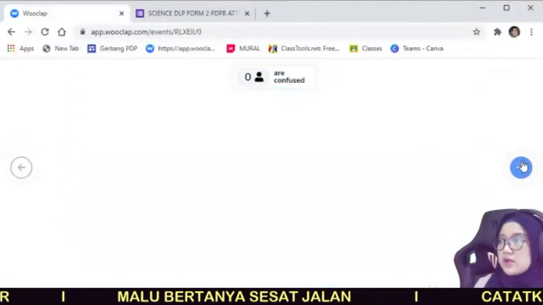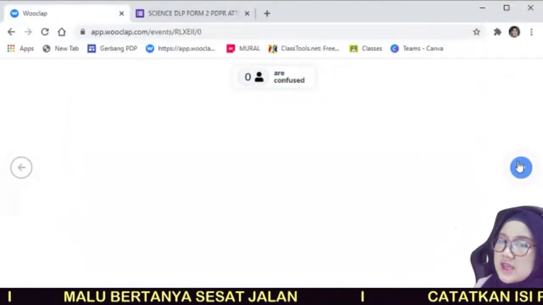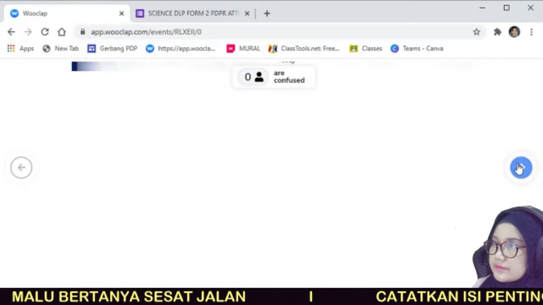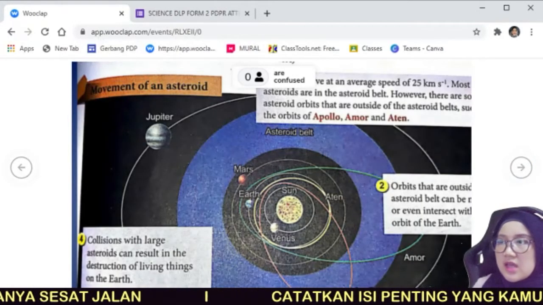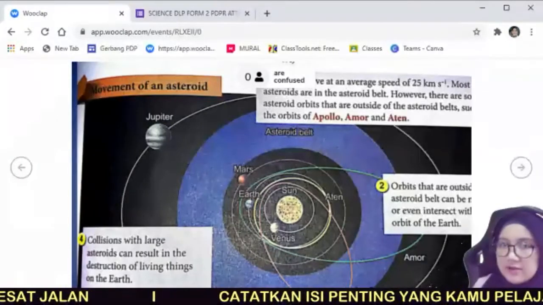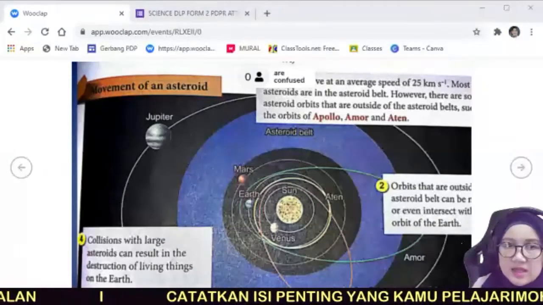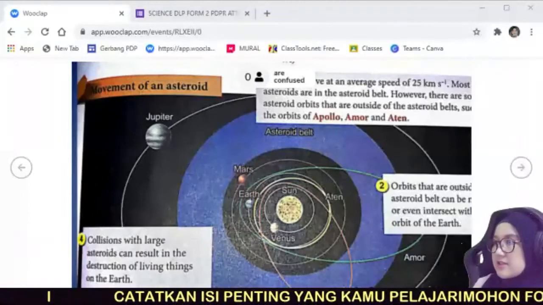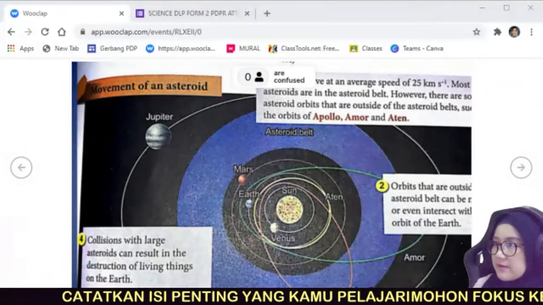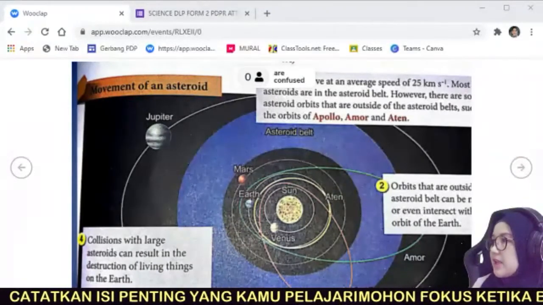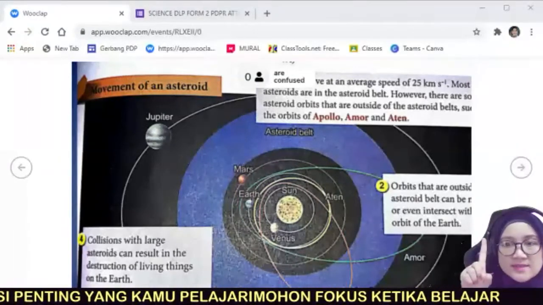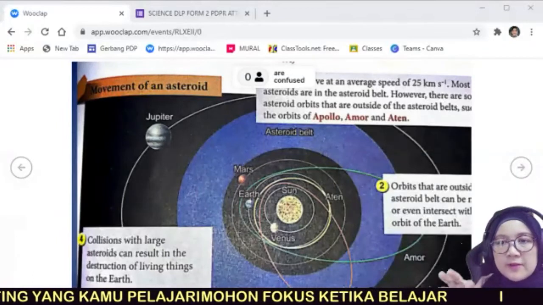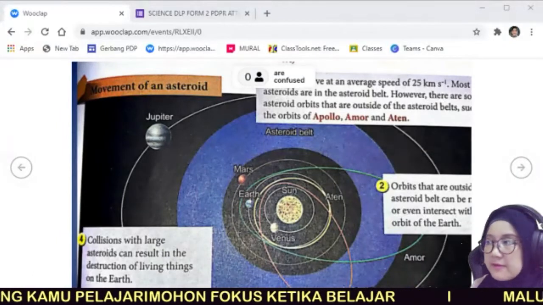So now, movement of the asteroid. Okay, now we are going to learn about movement of the asteroid. Okay, let's see this. This is how the movement of an asteroid happens. So how does it move? It has an average speed of 25 kilometers per second. In 1 second, it can move 25 kilometers, a bit fast.